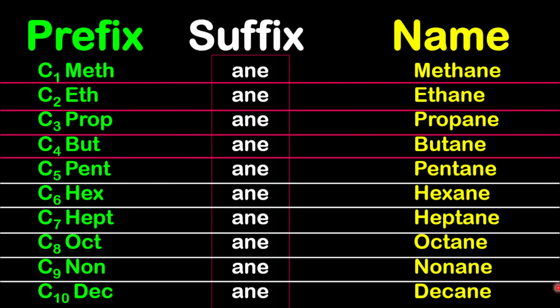Again, the general formula to remind you before getting the examples is CnH2n+2. And so if the carbon is 5, then it's going to be 2 times 5 plus 2, that's going to be 12, yeah? And that's pentane. 5 carbon is pentane. That's the formula for pentane.